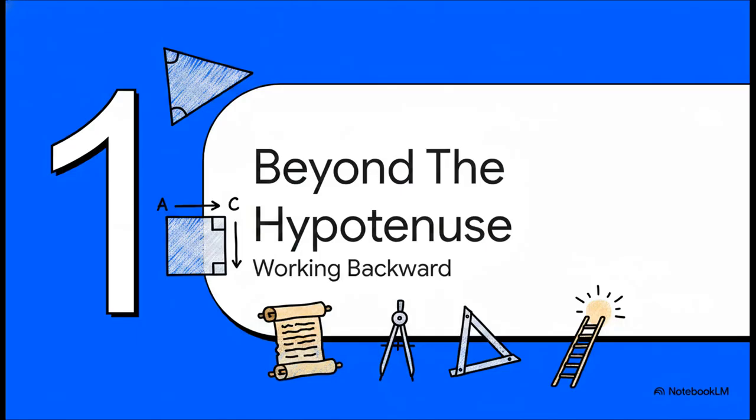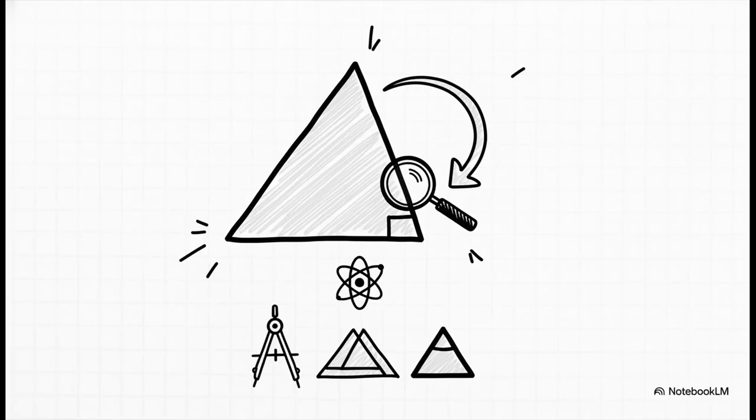Section 1, beyond the hypotenuse, working backward. Okay, let's dive into this. You already know the basics of the Pythagorean theorem, right? But today, we're basically unlocking a whole new level. The big idea here is that this famous theorem isn't just for finding the longest side. No, you can actually work backward to find a missing leg as long as you already know the hypotenuse and that other leg.